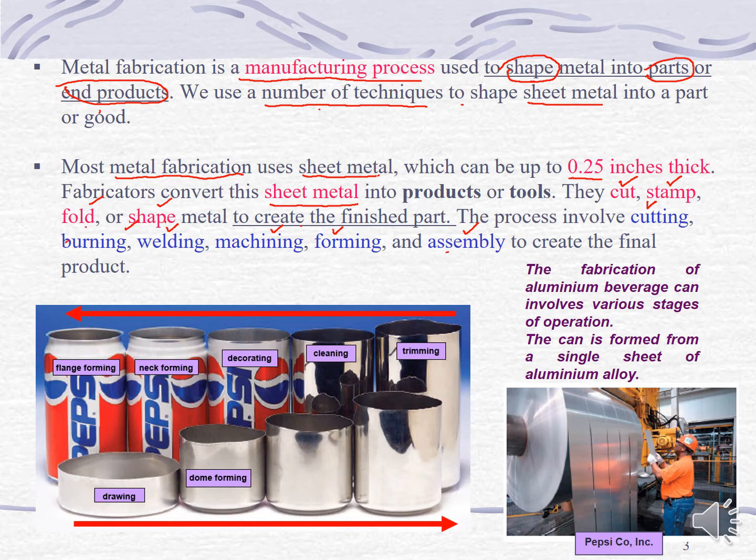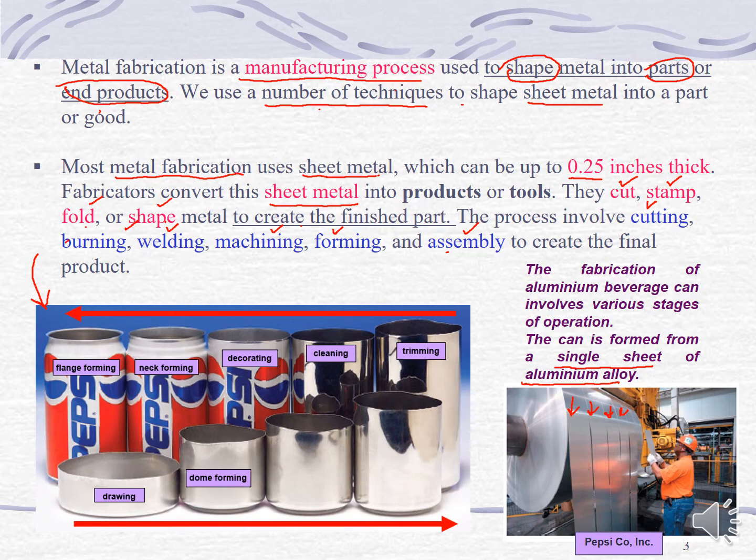Okay, let's look at this one. This is an example of a simple product, which is a beverage can. Most beverage cans are made of aluminum alloy. The can starts with a single sheet of the aluminum alloy, where you can see here, this is a roll of aluminum alloy sheet.